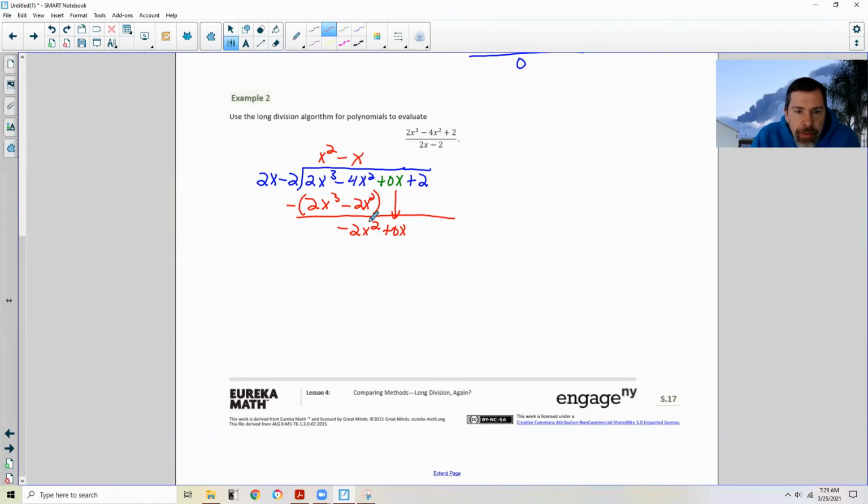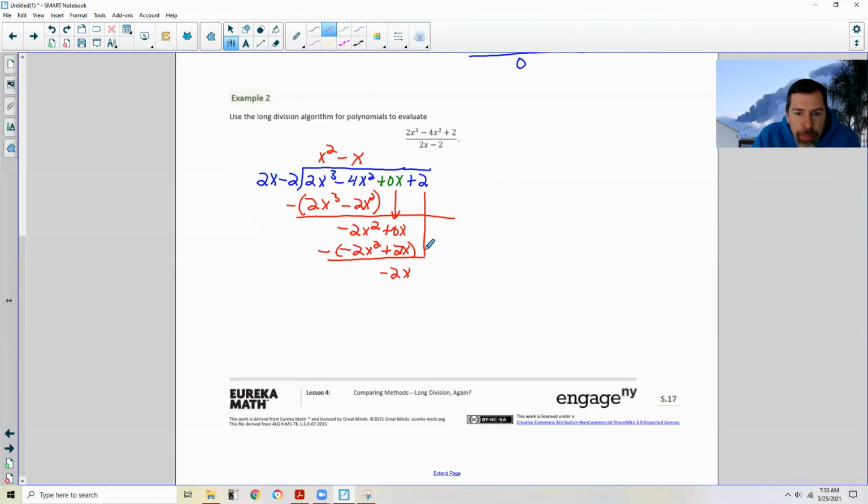Negative x times a positive 2x is a negative 2x squared. Negative times a negative is positive. Be very careful with your signs here. X times 2 is 2x. I'm going to put it in parentheses again because we're subtracting the whole thing. And negative 2x squared minus a negative is plus 2x squared. They cancel. 0 minus 2x is going to be a negative 2x.